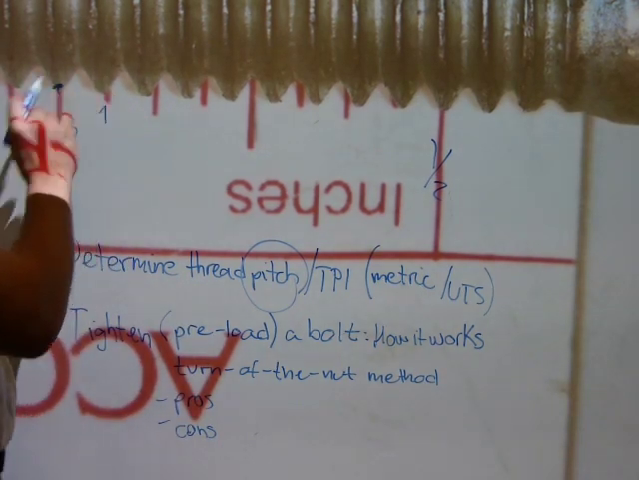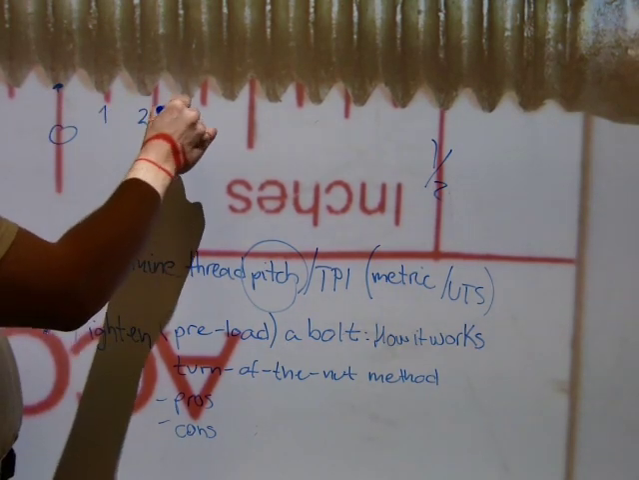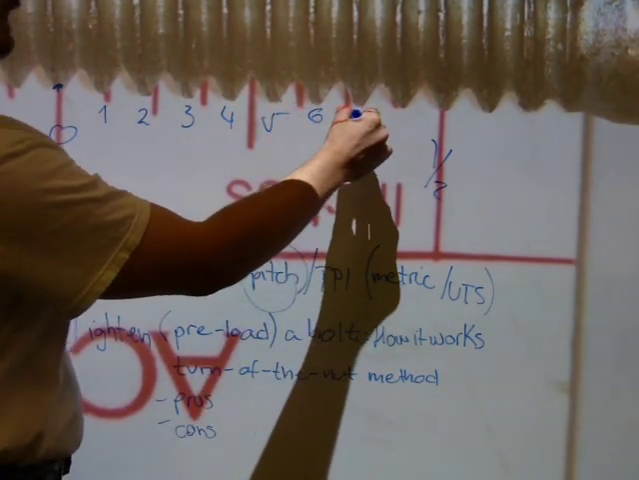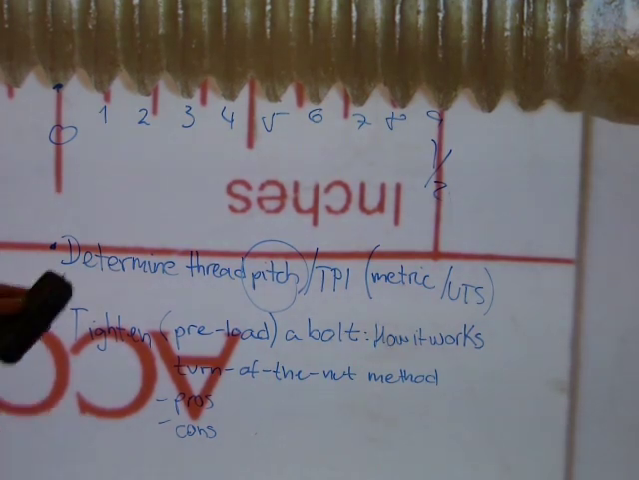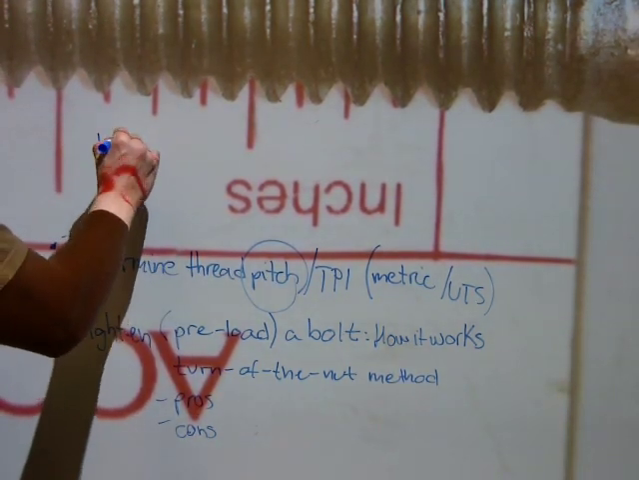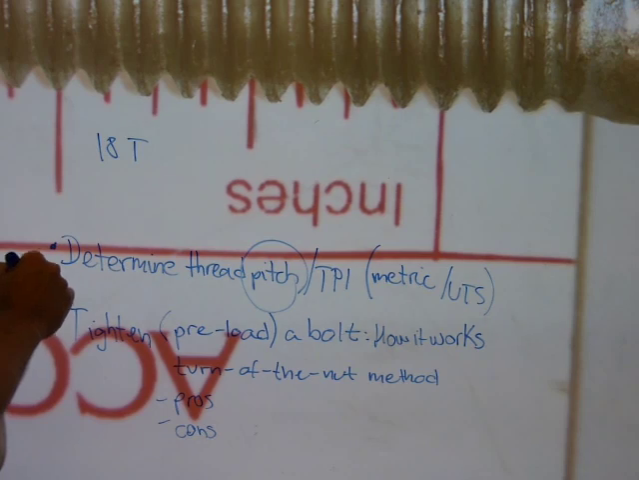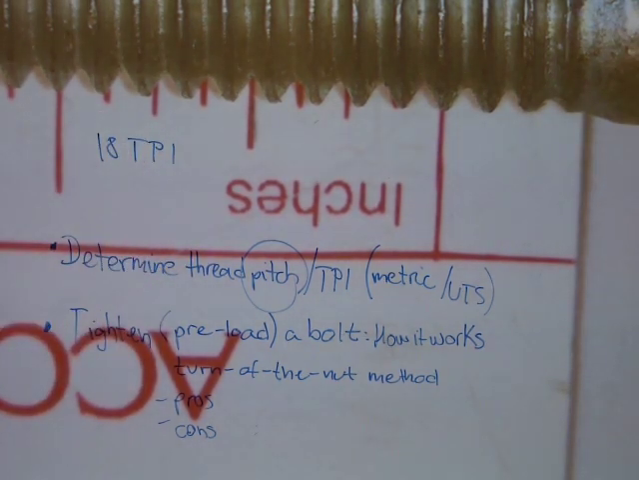Starting from here, that's 0. 1 full turn, 2, 3, 4, 5, 6, 7, 8, and 9 full turns over a distance of half an inch. Now let's double it. So that's 18 turns over a distance of 1 full inch. And I'm going to write that down: 18 turns over a distance of 1 full inch, or 18 turns per inch. 18 TPI. 18 TPI is typically how threads are specified.